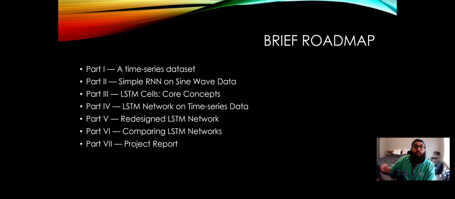And then we'll cover LSTMs. We'll cover the core concepts of LSTM cells, which are specifically the cell state and gates, and we'll compare it to simple RNNs. Then we'll utilize what we've just learned by looking at how I trained a first LSTM network on time series data. And then in part 5, we'll redesign that LSTM network and train it on the same data to hopefully improve the model's performance. In part 6, we'll compare how the two models performed, and in part 7, I'll conclude with a project report with some conclusions and some learnings of what I have gained from this project.